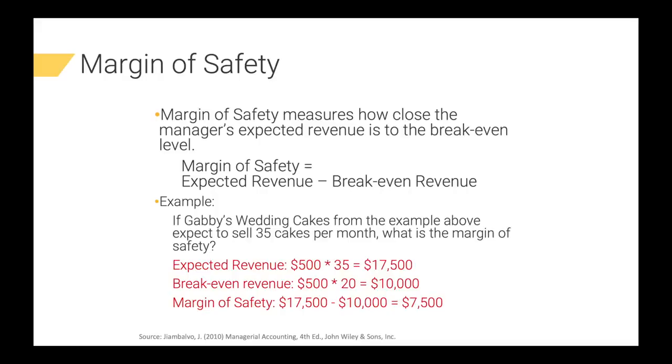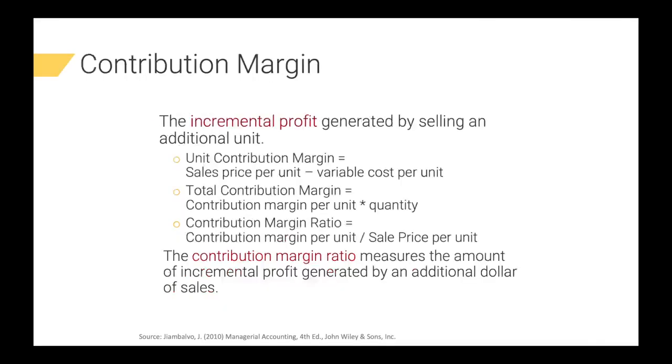Contribution margin. The incremental profit generated by selling an additional unit. Contribution margin equals the sales price per unit minus the variable cost per unit. Total contribution margin equals the contribution margin per unit times the quantity.